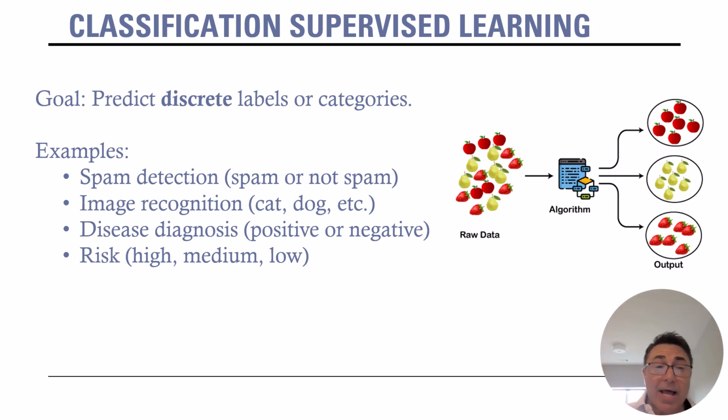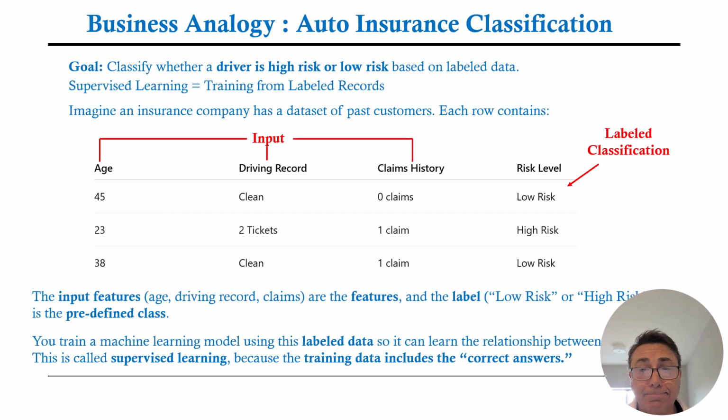An example in real life would be spam detection. So any email that comes to you, there's a model that will determine whether that is a spam type of email or not, based on the wording that's in there. Image recognition, as we mentioned earlier, a cat or a dog. Disease diagnosis is very important. All the symptoms that are inputted into the model, it could then classify whether it's a positive or negative situation for a disease. And risk, auto insurance, for example, is someone at high risk or low risk.